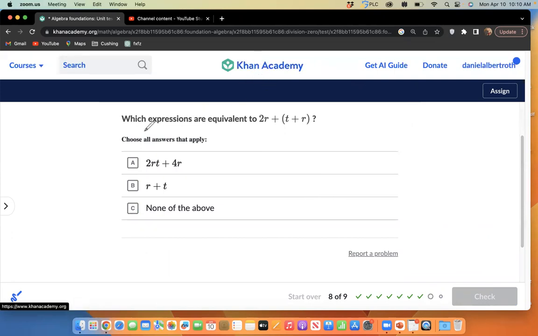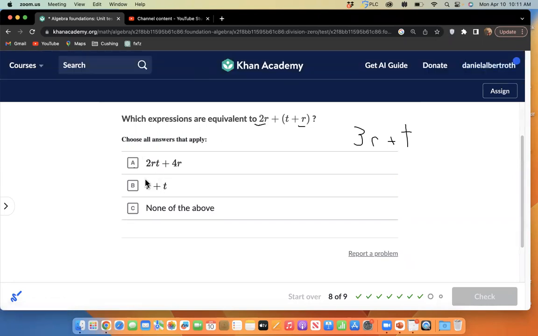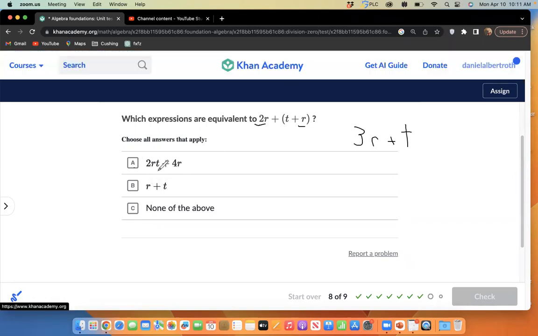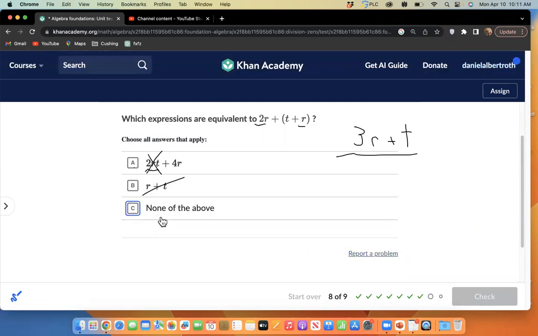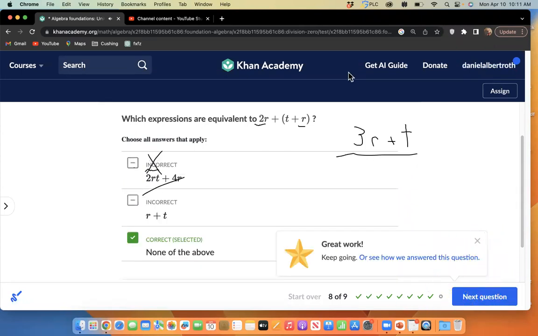All right. This one says, which expressions are equivalent to 2r plus t plus r? So the r's I can combine. That's going to give me 3r plus the t. So 3r plus t, which are they equivalent to? A has a term with r and t. That's different than anything we have because we're combining the two variables there. So we don't have that at all. And then this is r plus t. We're looking for 3r plus t. So I don't think that's right. So I'm going to go with none of the above. Very nice.